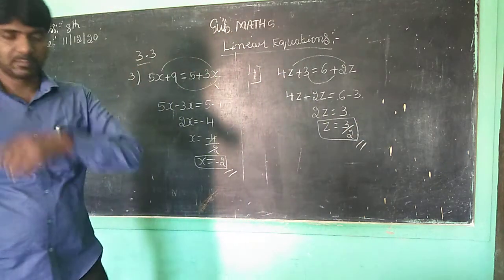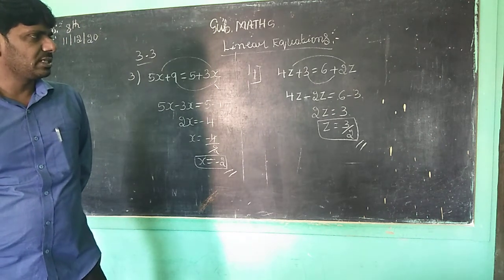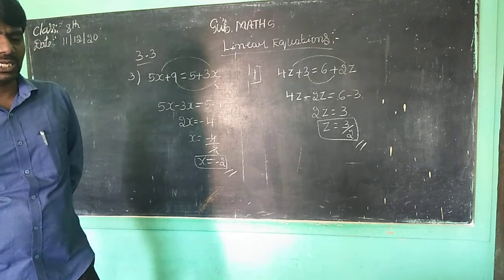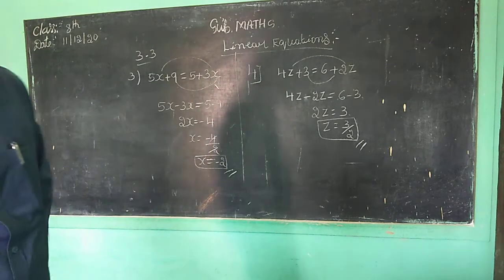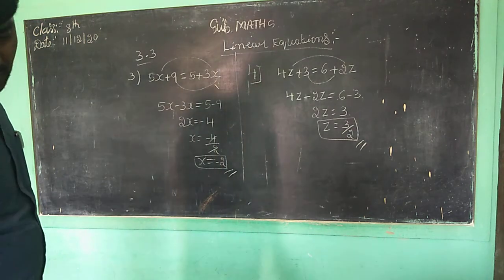Correct? So 4z minus 2z is equal to 6 minus 3. 2z is equal to 3. z is equal to 3 by 2. Any doubt here, children? Children, next you want to take the fifth question. What is that?